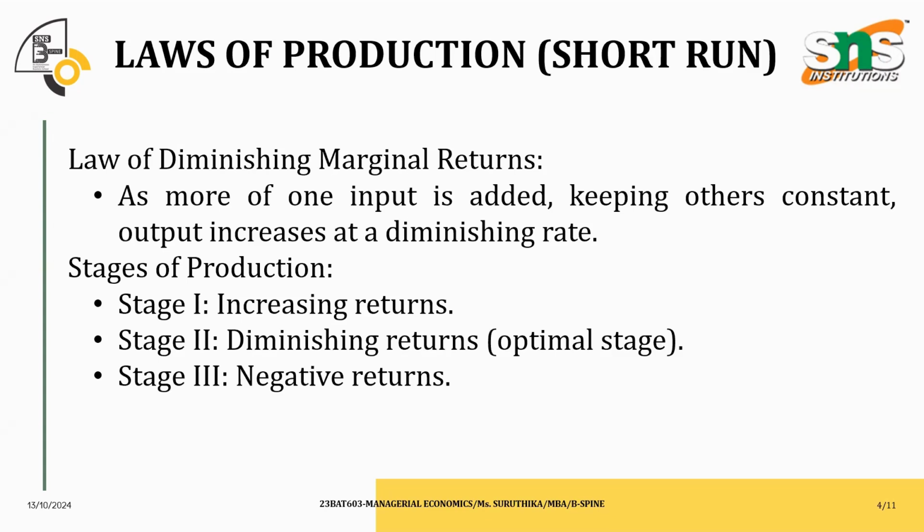So the law of diminishing marginal returns states that as more of one input is added, keeping others constant, the output will start to increase at a diminishing rate, which means in the beginning, the output might increase at a very increasing rate, after which the rate of increase will decrease. And then in phase 3, the output would itself start to decrease. So there's increasing return followed by diminishing return, which is the optimal stage. This diminishing return or optimal stage is closely followed by negative returns.